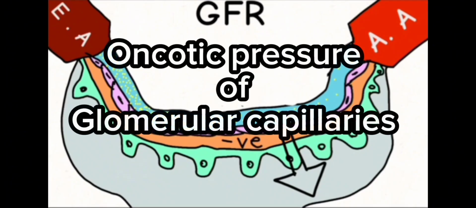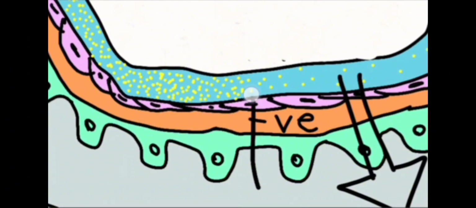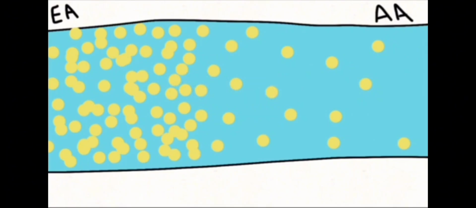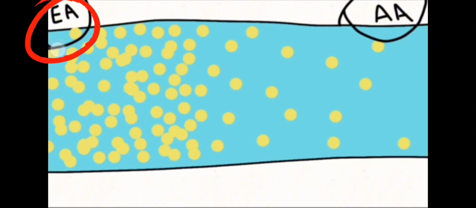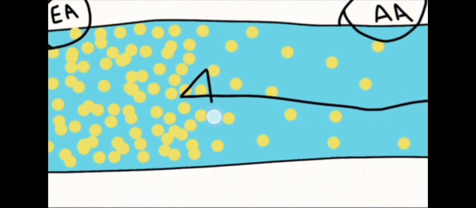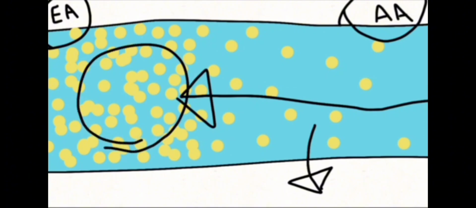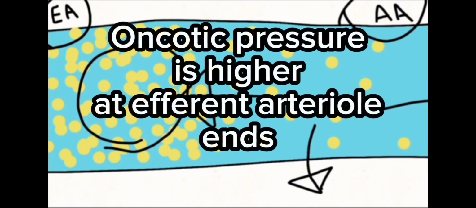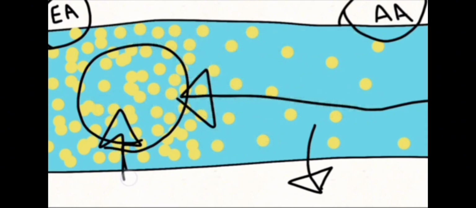Next up, the oncotic pressure. This refers to the osmotic pull exerted by plasma proteins, especially albumin, that draws water back into the capillaries. Let me break it down. If this is our capillary, blood enters the afferent arteriole and exits through the efferent arteriole. As filtration happens, fluid leaves but the proteins stay. So what happens? The protein concentration increases as blood moves along the capillary, which means oncotic pressure rises.